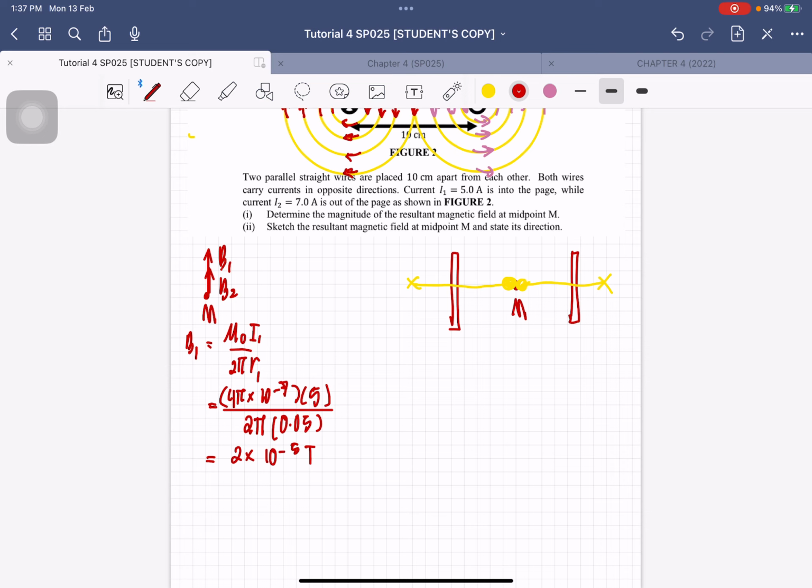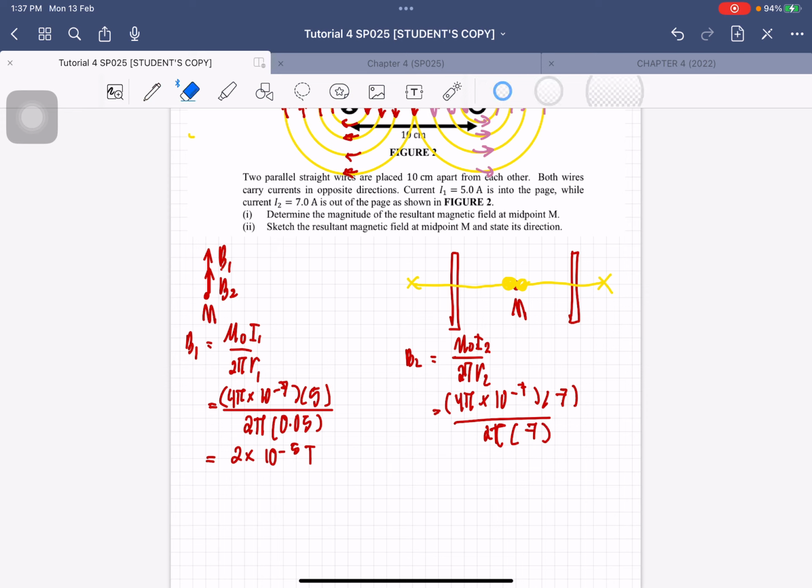Okay, lepas tu buatlah the same thing for wire number 2. Mu naught I2 over 2 pi R2, 4 pi. Don't actually have to write it down kan, sebab kamu boleh je pun tulis ni. I could just give you the steps, lepas tu kamu substitute and then I give you the final answer. Salah, 0.05. Okay, so the magnetic field for wire 2 is equal to 2.8 times 10 to the negative 5 Tesla. Okay, so kamu dapat sudah yang di sini.